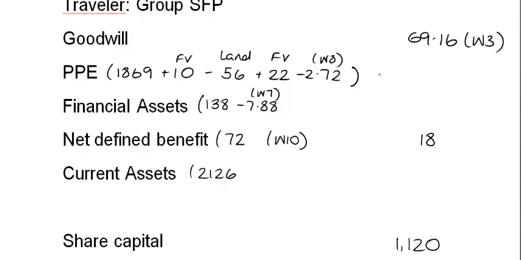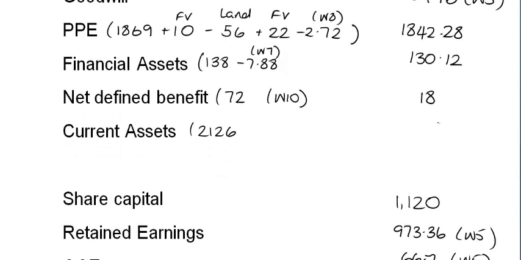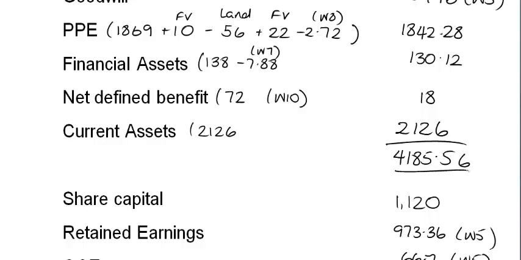Well, PPE, if I add that up, that comes to 1842.28. Financial assets, 130.12. The net defined benefit we've established as being 18. Current assets haven't changed, 2126. Add that up, 4185.56. And it all balances.